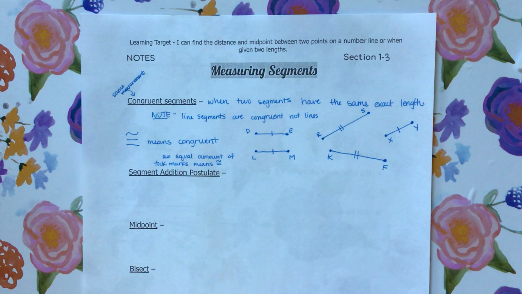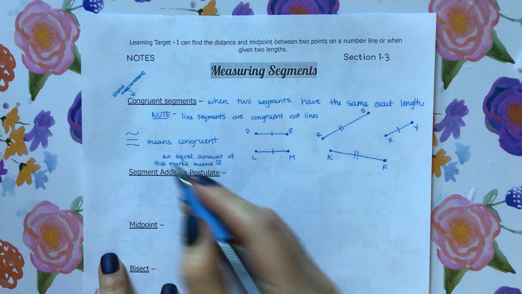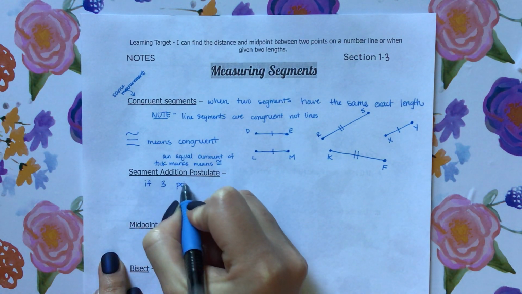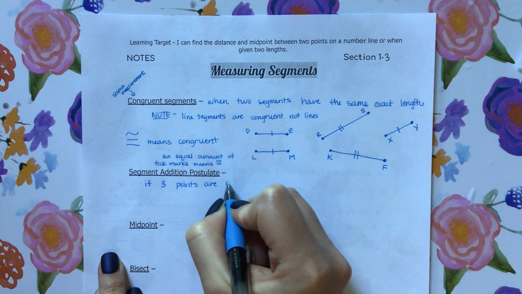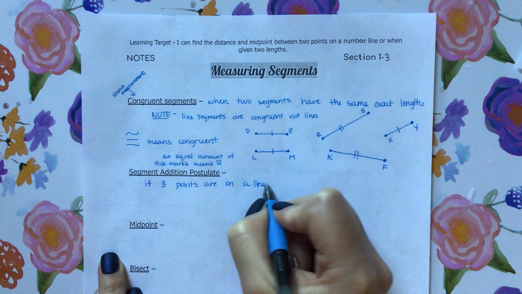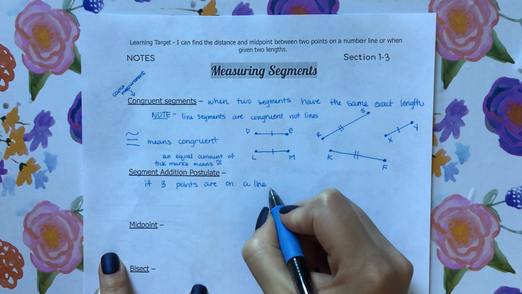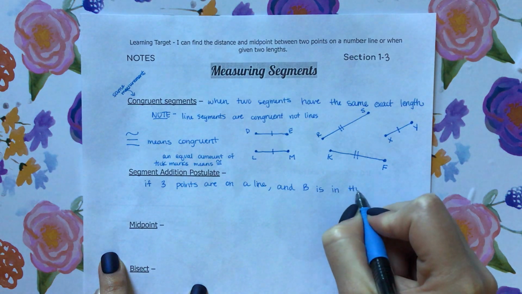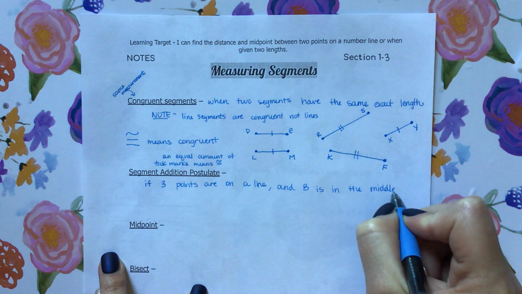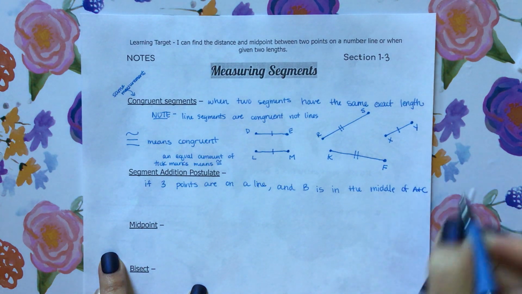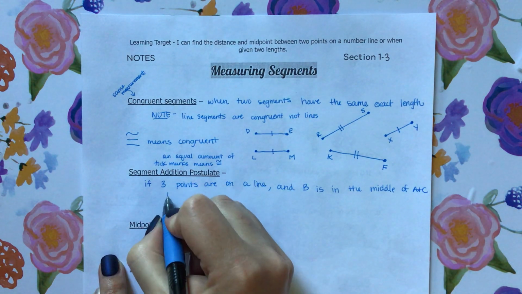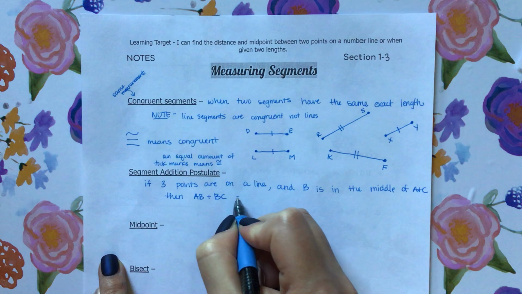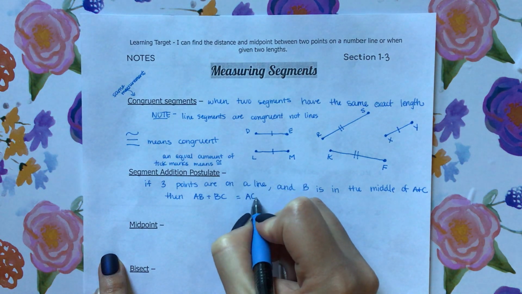So, our segment addition postulate says if 3 points are on a line, and B is in the middle of A and C, then AB plus BC is equal to AC.